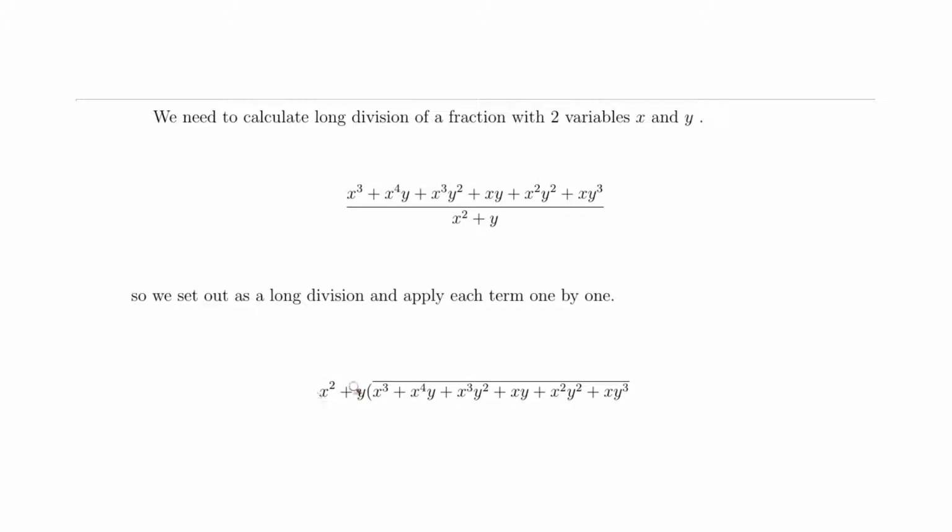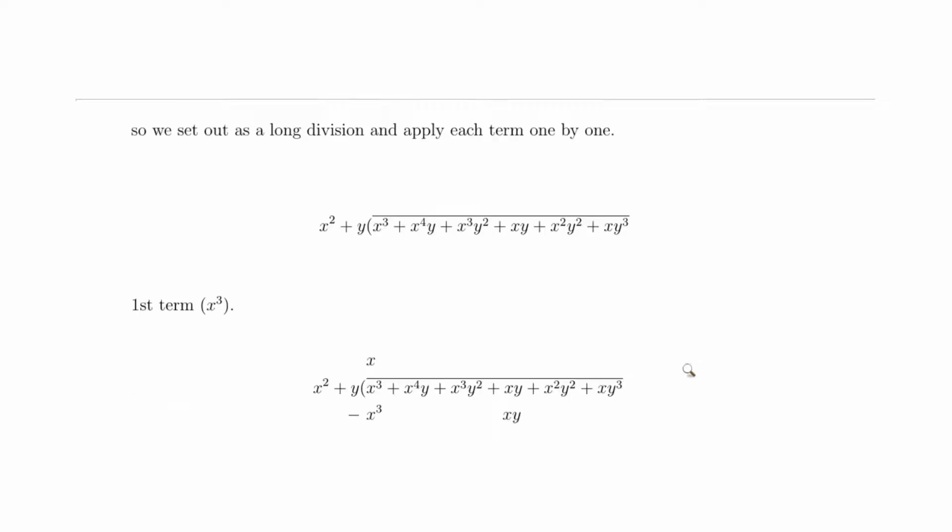So we've got the denominator on the outside here, x squared plus y. Then inside we've got our numerator. Okay, so we're going to apply each term one by one. So the first term we need to apply is the x cubed. So let's see how that's done.